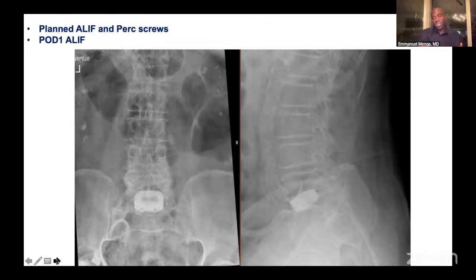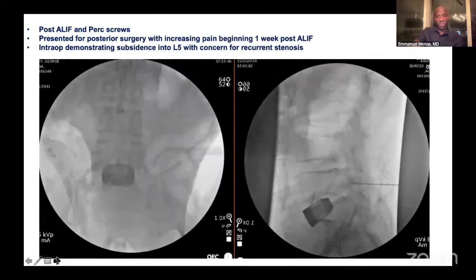So he came in, pretty straightforward. ALIF was done at the L4-5 level. Symptoms completely resolved. He was doing great post-op day 1. The next day he went home and was doing very well. I spoke to him a few times while he was home, and he was doing fine. He came back to the hospital for the percutaneous surgery.